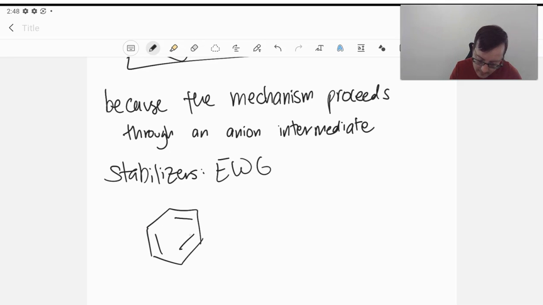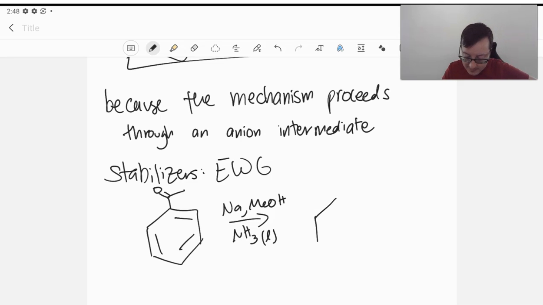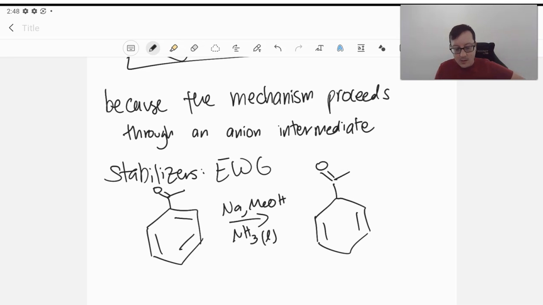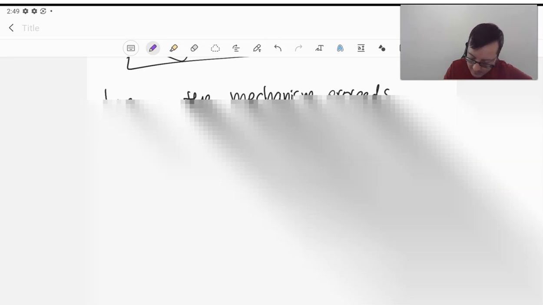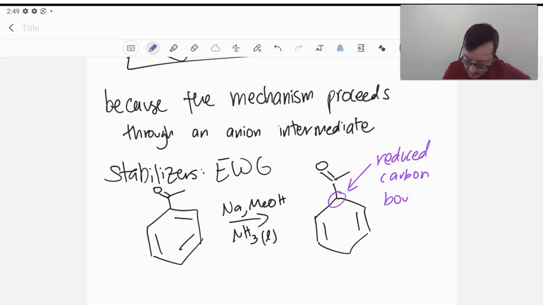So something like putting a carbonyl on there, acetophenone, when we reduce this, we end up reducing specifically at that position. So we are going to reduce at the position to which our electron withdrawing group is bound. So notice this is the reduced carbon, bound to the electron withdrawing group.